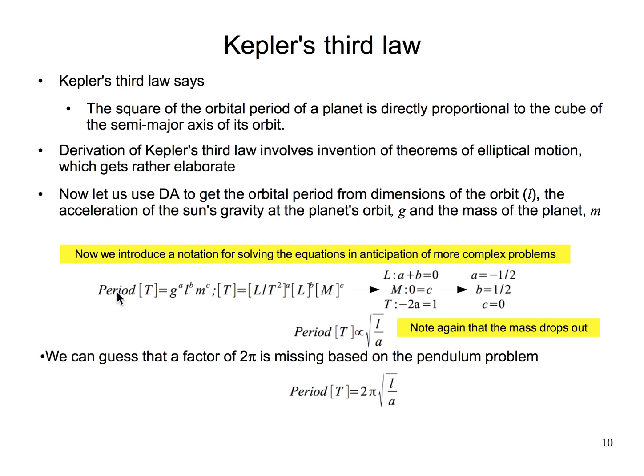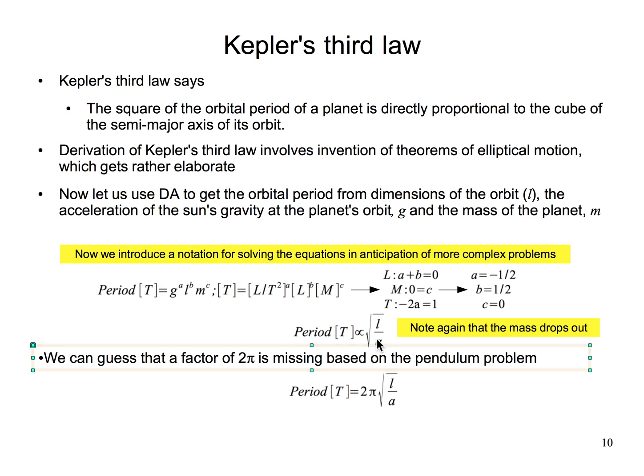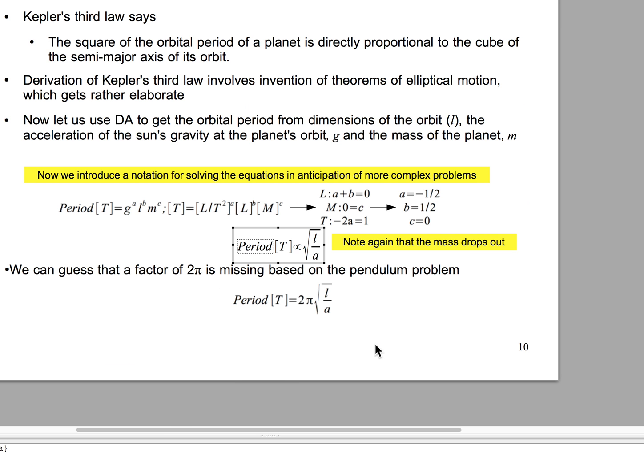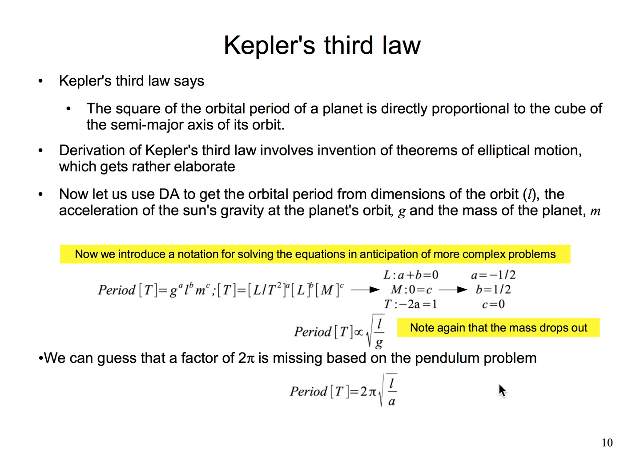So we find that the period is equal to this square root of the size of the orbit over the acceleration. Unfortunately, maybe I can fix that right now. That should be a G. I'm going to fix that right now. Let's see if I managed to do that. Yes. Okay. Sorry for that little editorial diversion.